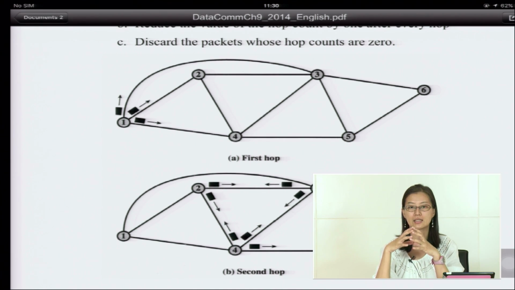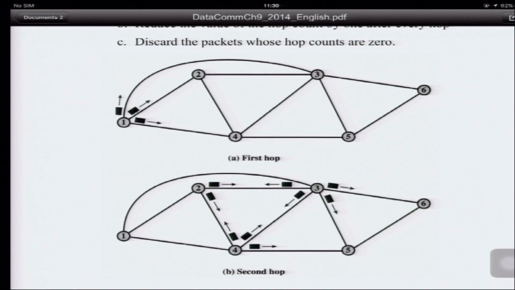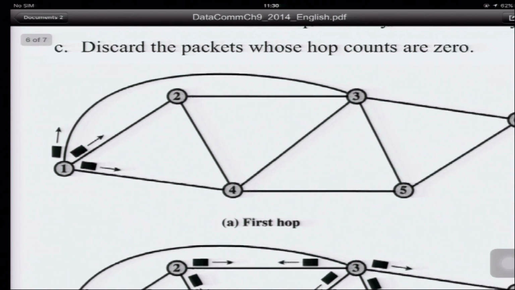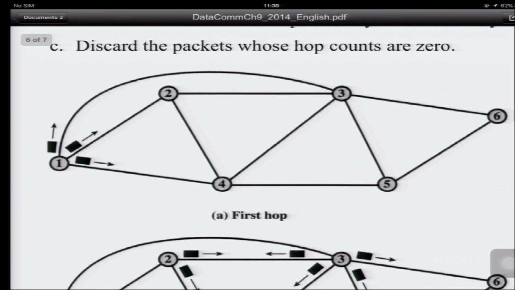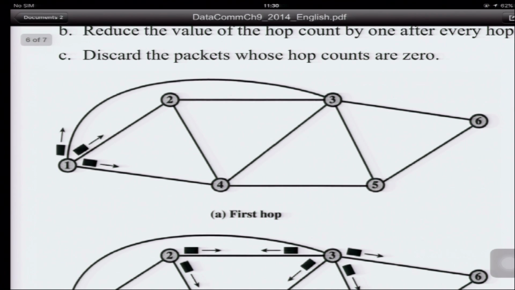Now let's look at how a packet is transmitted. For the first hop, this is the actual network. It's connected, but the transmitter doesn't know about this. Node 1 is the source, and node 1 wants to send the packet. So it sends 3 copies to all of the neighboring nodes 2, 3, and 4.